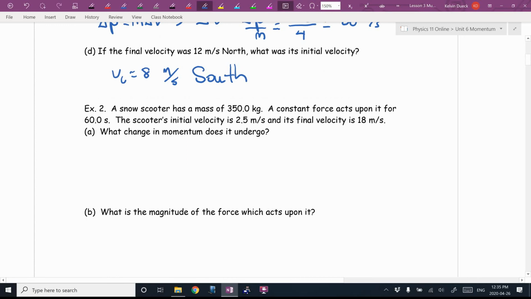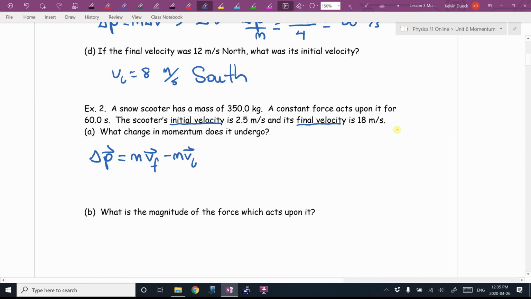Example 2. Again, they want me to find the change in momentum or the impulse. So I'm going to write that down. And then I'm going to ask, which version of the impulse equation am I going to use? Well, they gave me a mass. They gave me a time. They gave me a velocity. Ooh, you know what? They gave me a VI and a VF. So I'm going to use mv final minus mv initial.